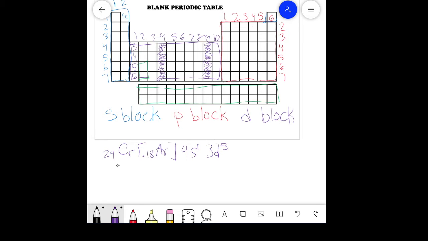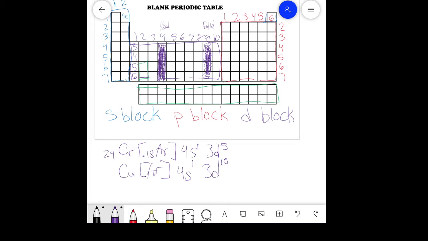Well, having a half-filled D level is more stable than having 4, so it's actually going to be 4s1, 3d5. And then the same for copper, and anything down this line, are going to be that. So this is going to be your half-filled D. This is going to be your full D. And this is also argon, and this is going to be 4s1, 3d10.